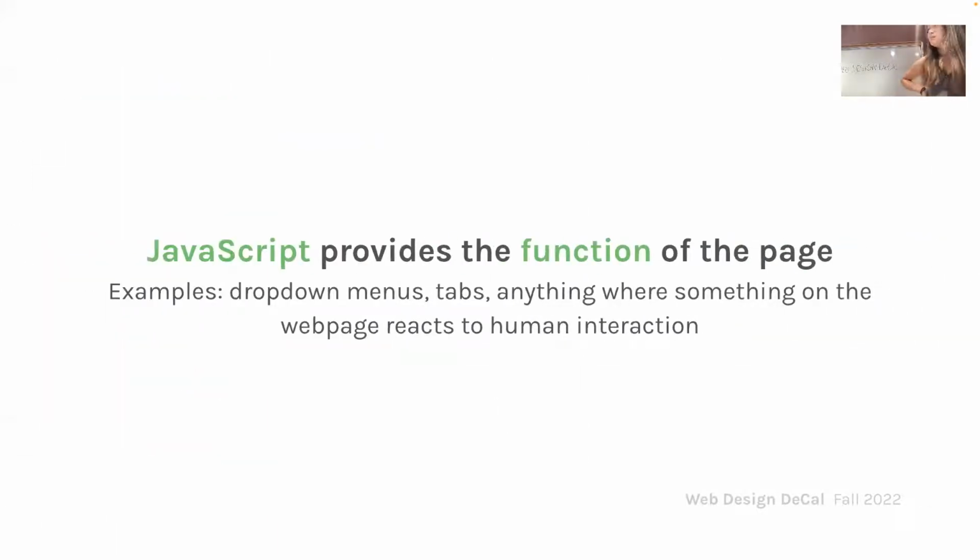And then finally, we have JavaScript, which provides the function of the page. Some examples include, like I mentioned, a picture carousel or drop-down menus, tabs, basically anything which requires human interaction, something that changes in the website. So HTML and CSS are rather static ways that you can code up a website, but JavaScript allows for more of the human interaction portion where things might change behind the scenes, but it's not necessarily a visual code language.